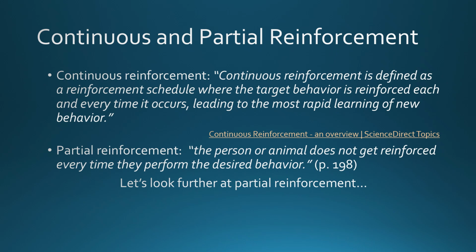Continuous and partial reinforcement. Continuous reinforcement is defined as a reinforcement schedule where the target behavior is reinforced each and every time it occurs, leading to the most rapid learning of new behavior. So you receive positive reinforcement every time that behavior occurs, and so you're rapidly going to learn about the association. Partial reinforcement, the person or animal does not get reinforced every time they perform the desired behavior. So as you can imagine, it's going to take a little bit longer for them to learn that association. But let's look a little bit further at partial reinforcement.